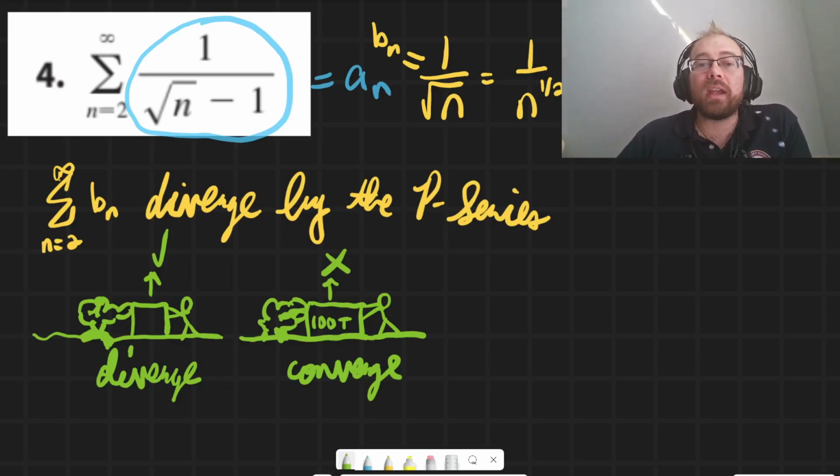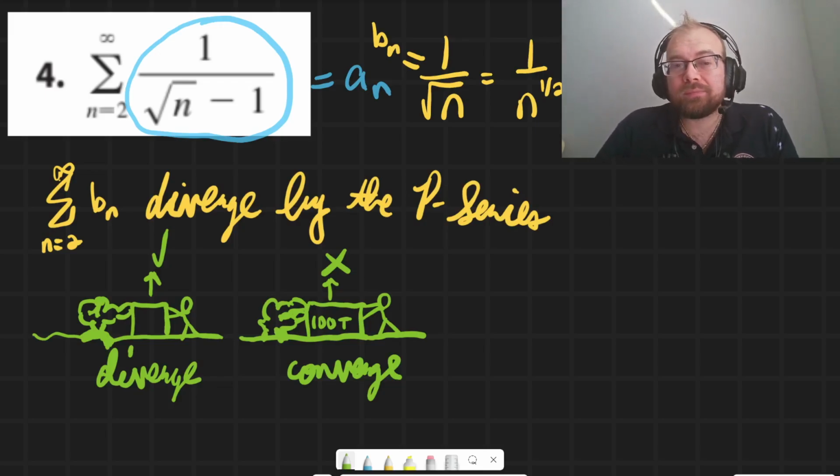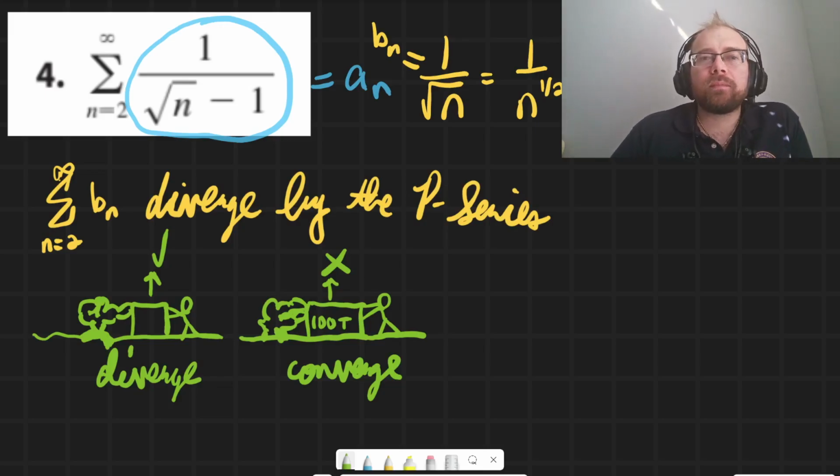Okay? So if your beefy brother, the stronger function, converges, then you converge too. All right? Now, the weaker function diverged, so the stronger one will too. And that's pretty much it.